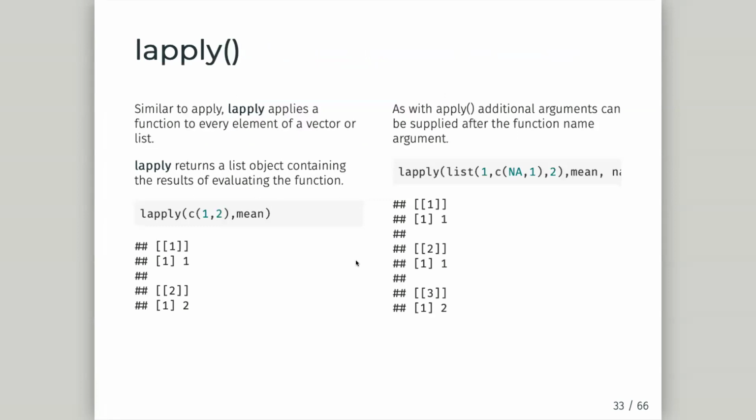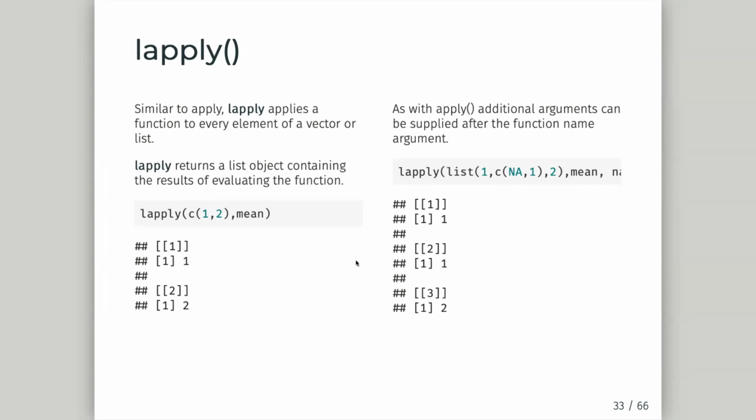Similar to apply, lapply applies a function to every element of a vector or list, but it's going to return a list to you. So here I'm going to do lapply of this vector and take the mean of 1 and 2 separately. I get 1, 2. The mean of 1 is 1, the mean of 2 is 2. Right. But notice it's come back as a list.